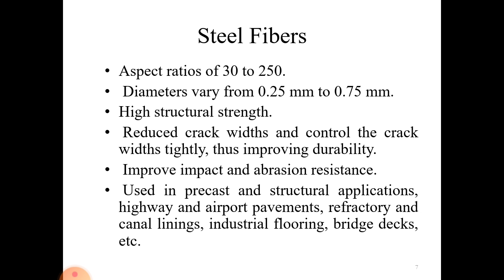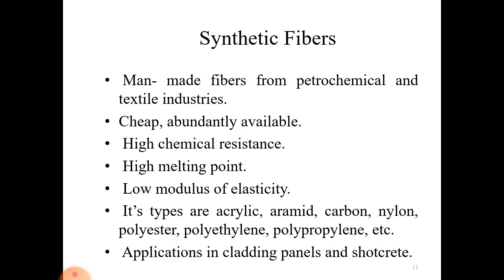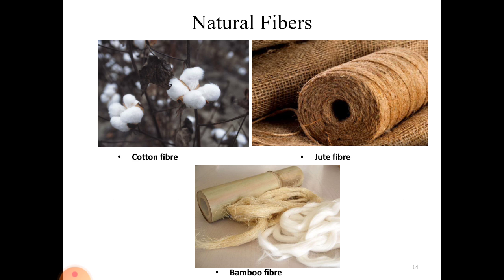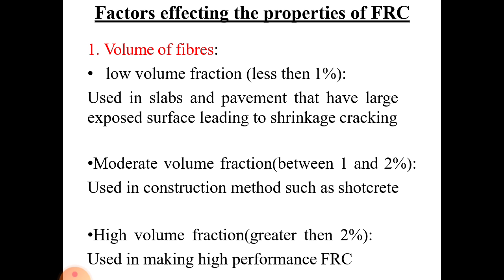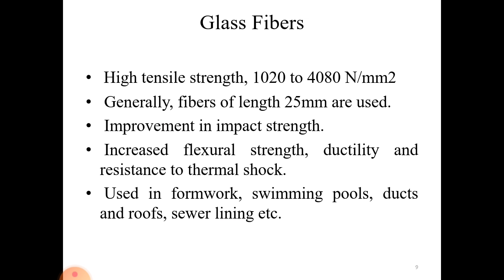Now learn about types of fibers. Different types are steel fibers, glass fibers, synthetic fibers, natural fibers, etc. Okay, so you can learn about glass fiber first. A property of glass fiber is that it has high tensile strength. The tensile strength value ranges from about 1020 to 4080 Newton per mm square. Generally fibers of length 25 mm are used.